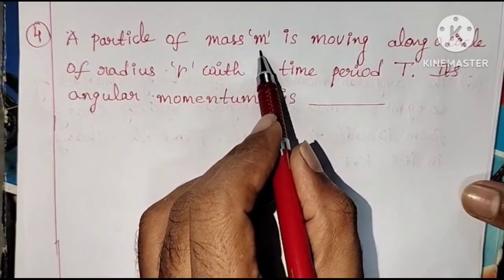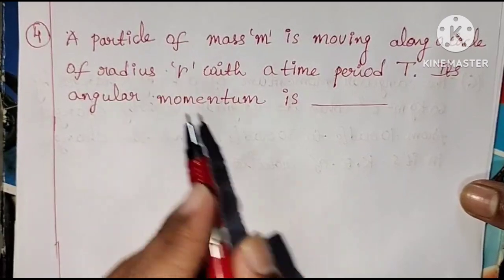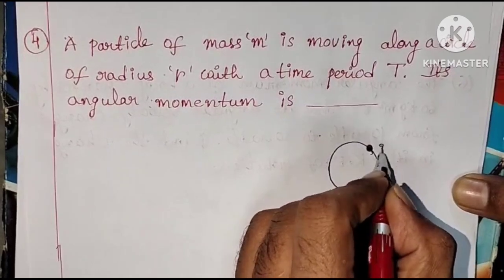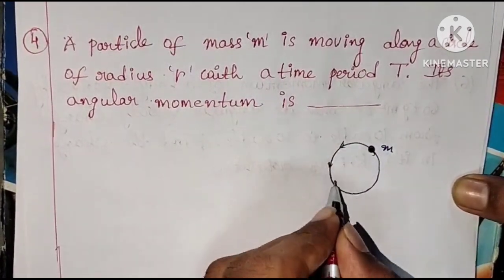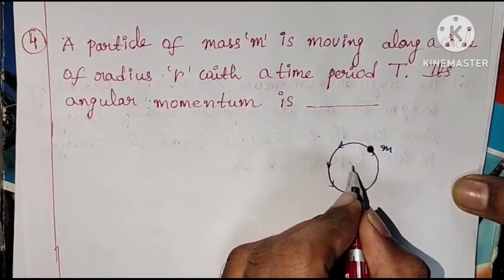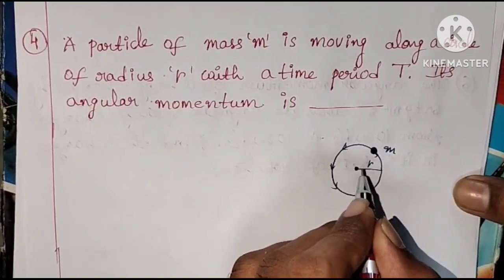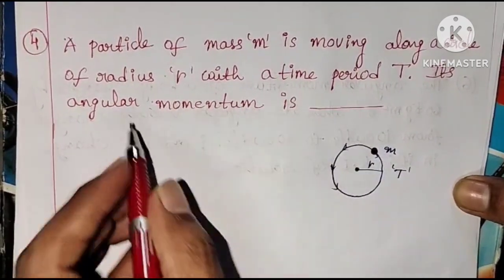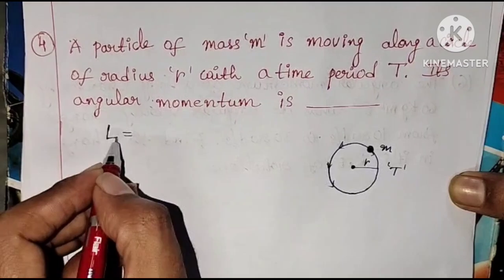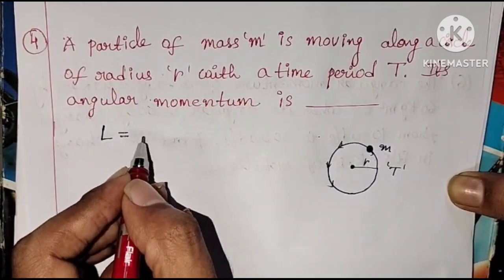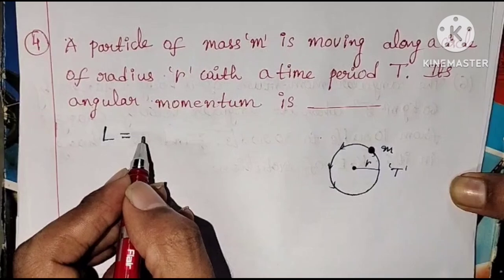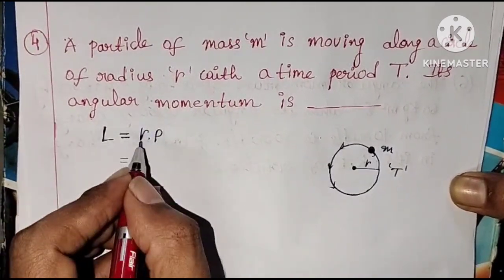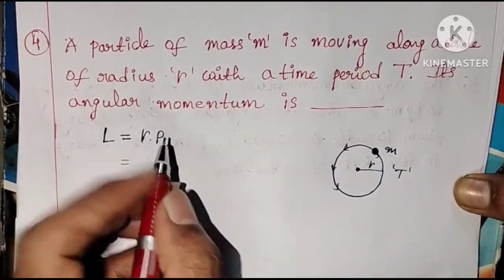A particle of mass m is moving along a circle of radius r. So there is a particle of mass m and this particle is moving along a circle of radius r, with a time period t. Its angular momentum is? So we need L. We know the relation between angular momentum and linear momentum is L is equal to r into p, where L is angular momentum, r is the radius of the circle and p is linear momentum.